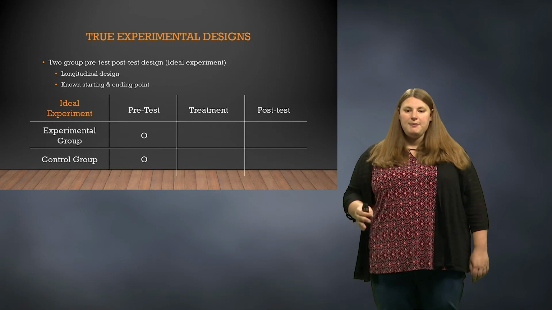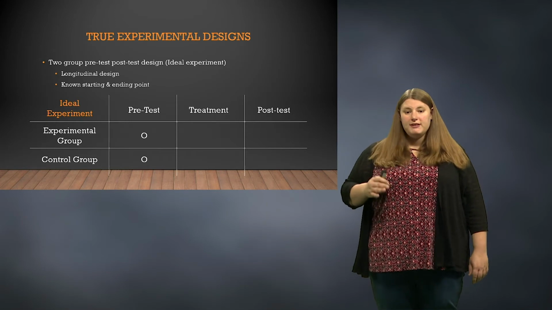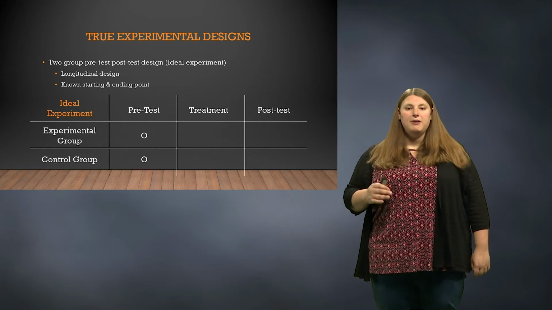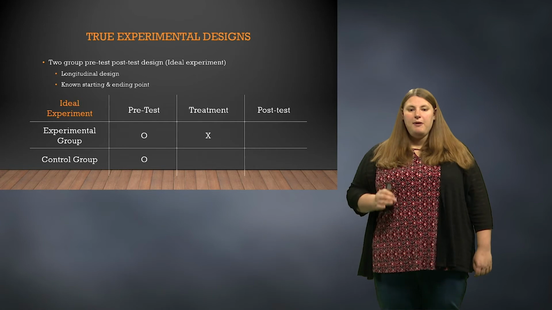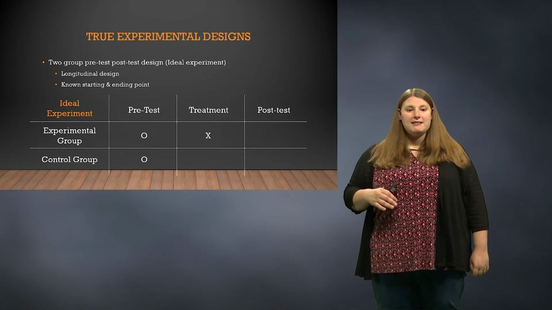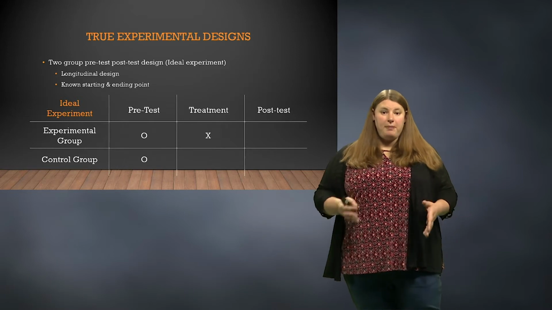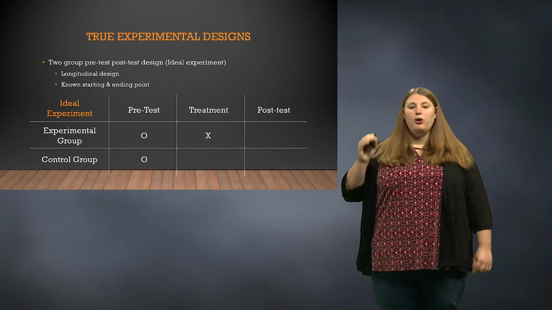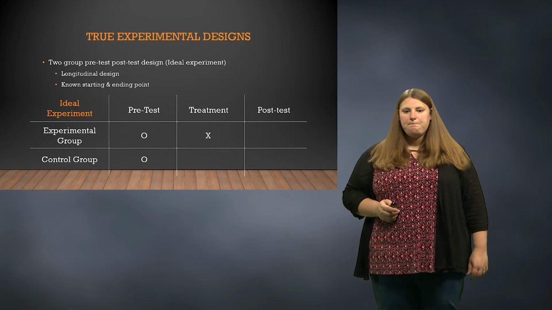So in an ideal experiment, we are going to measure the level of the dependent variable before we start the experiment. This measurement is called our pretest. Then we're going to introduce the independent variable, denoted by an X, under the treatment column. Since the control group never gets the treatment by definition, this X will only appear in the experimental group row, no matter what the map.